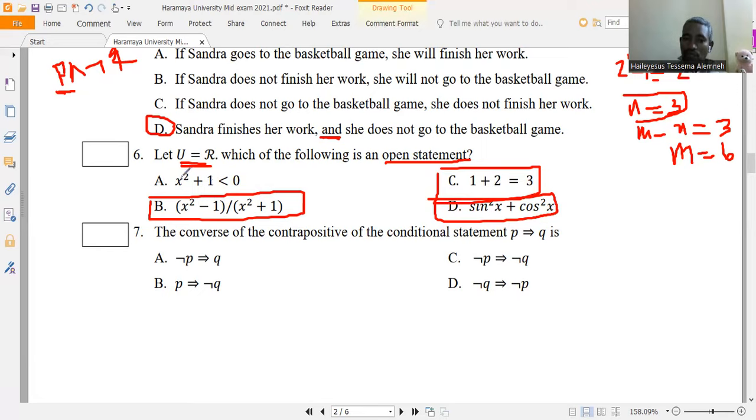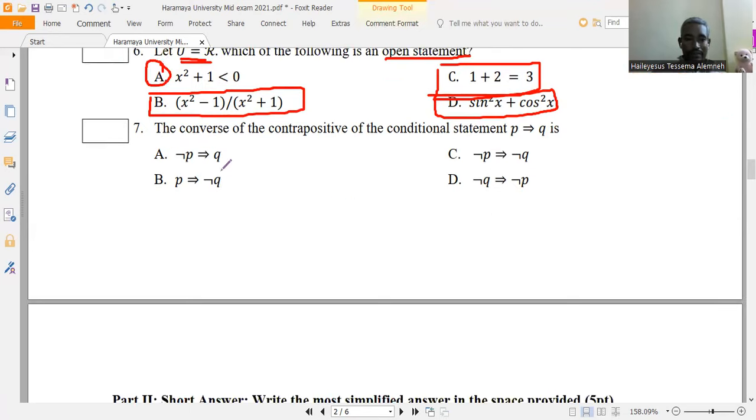Let's see, x squared plus 1 is less than 0. If we substitute a number, it gives true or false, but normally x squared plus 1 is less than 0 is a false statement. x squared plus 1 cannot be less than 0 in the set of real numbers.